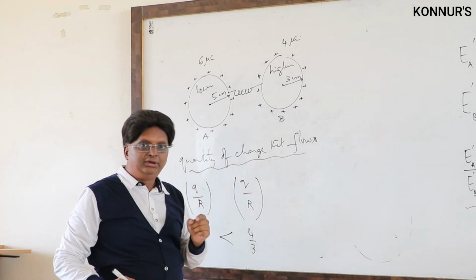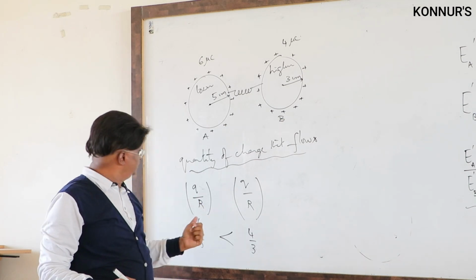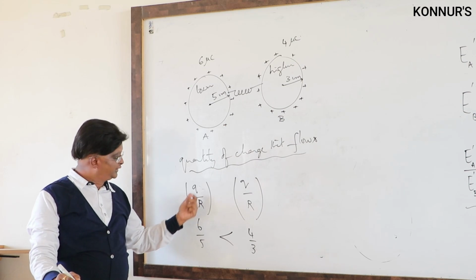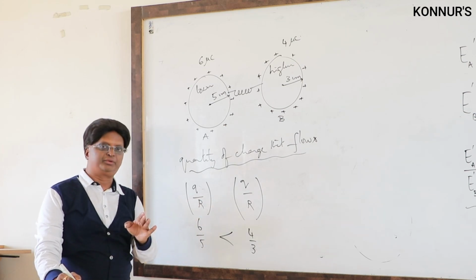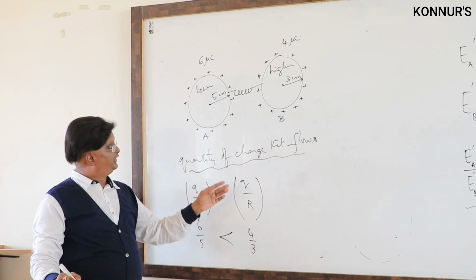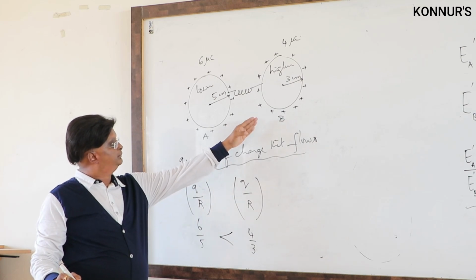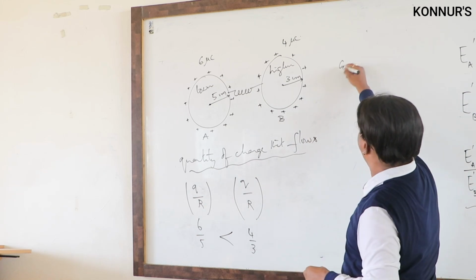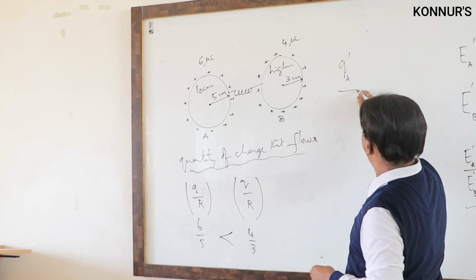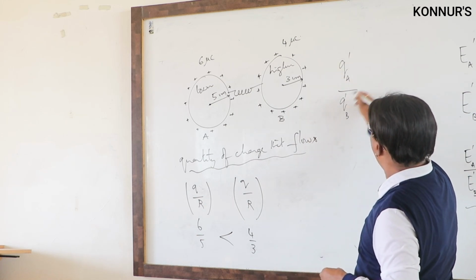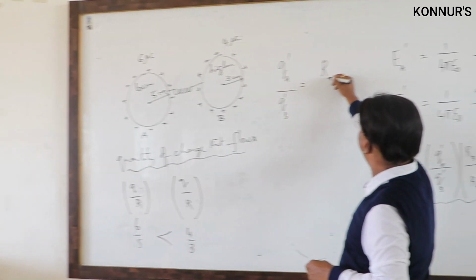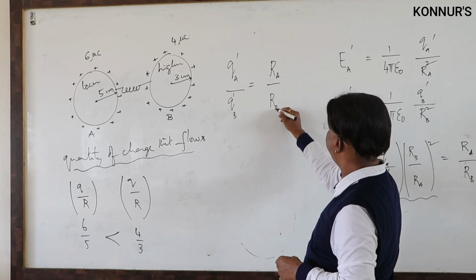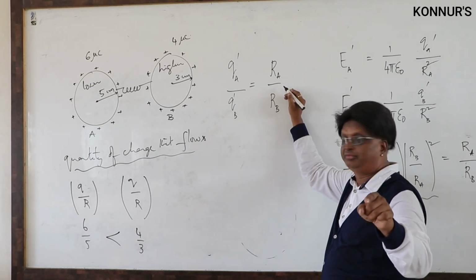How did you get it? Again, I am repeating. You have to take this ratio Q by R. Higher Q by R will be at higher potential. So that is why now the charge flows from B to A. Now, earlier we got this relation. You remember QA prime by QB prime is equal to RA by RB. Already this is the result. Now I am making use of that.